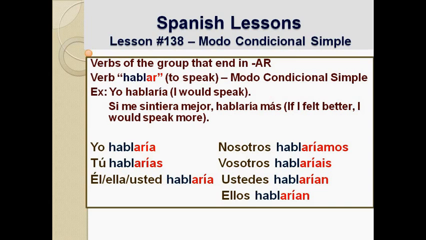Vosotros and ustedes mean the same thing. It is you, plural. But vosotros is a subject pronoun used in Spain, and ustedes is the subject pronoun that is used in Latin America. And you can see that although they mean the same thing, they conjugate differently, okay? Vosotros hablaríais, ustedes hablarían. And ustedes and ellos, although they mean different things, because the first one means you plural and the second one means they, however, they conjugate the same always.